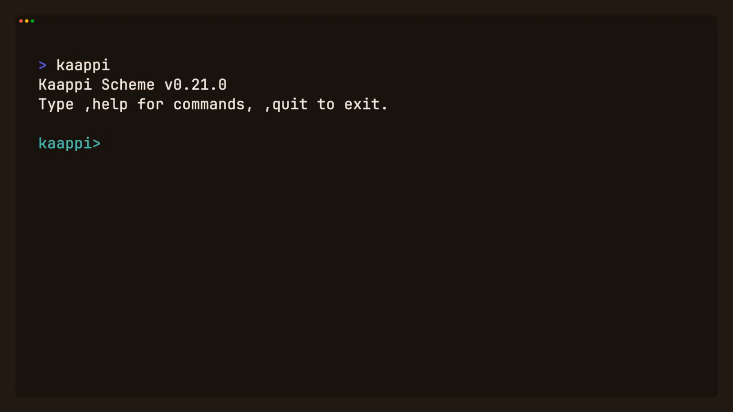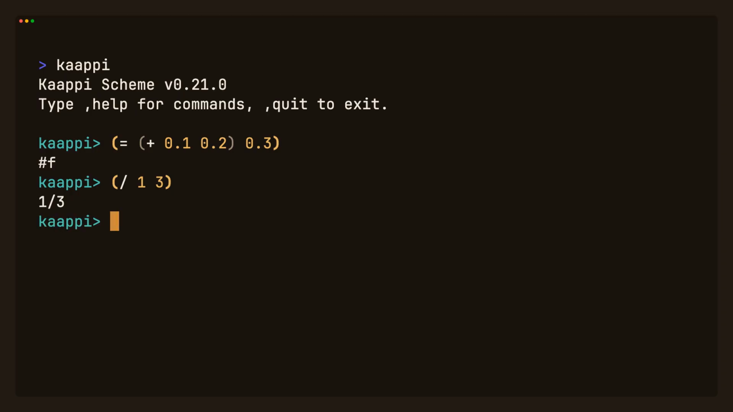Here's something that trips up almost every language. Is 0.1 plus 0.2 equal to 0.3? Kaappi says false, and it's not wrong. Floating point simply can't hold those values exactly. Watch what Kaappi gives you instead.